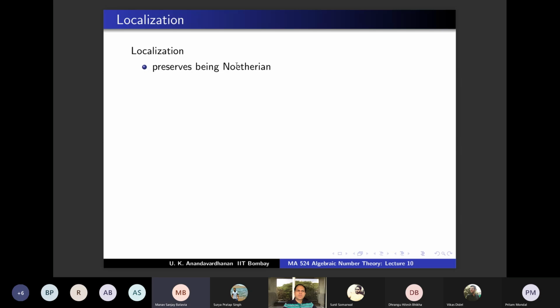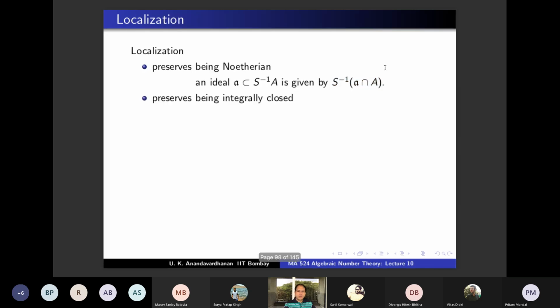All the ideals of S inverse A come from A, right? Correct. So that's the first observation: an ideal of S inverse A comes from an ideal of A. If you take an ideal in S inverse A, then it is equal to the extension of its intersection with A. Every ideal of A is finitely generated, so this has finitely many generators, and therefore clearly the ideal in S inverse A also has finitely many generators. So localization preserves being Noetherian.